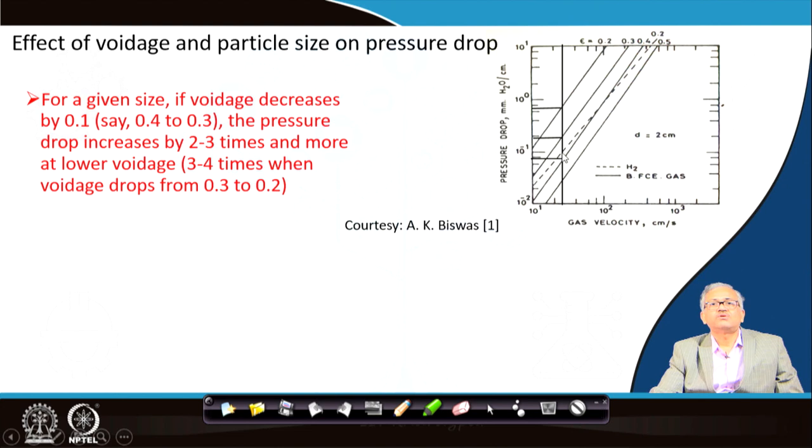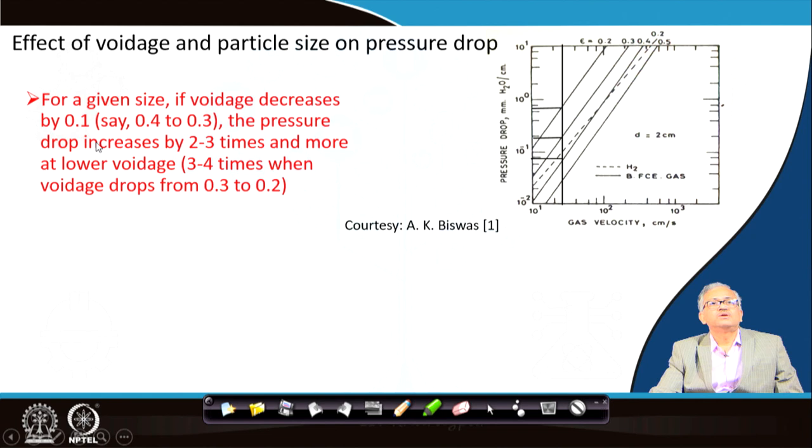And if we compare the pressure drop, say when the voidage is 0.4, this is the pressure drop, and this pressure drop is of the order of, this is 0.01, 0.02, 0.04, 0.06, 0.08, approximately this is 0.08, millimeter of water per centimeter of the bed at 0.4, when the voidage is 0.4, 40% voidage. Now, when it is 30% voidage here, then the pressure drop becomes approximately 0.2 millimeter of water per centimeter of bed, right? This is millimeter of water per centimeter of bed, and we are coming here 0.2.